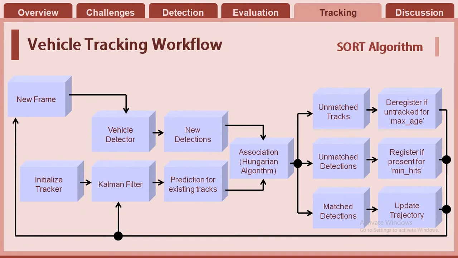At first, the SORT algorithm was used. The algorithm takes vehicle detections from the detection network and updates the history of tracked vehicles with the help of a Kalman filter. Each new detection is matched with the recorded tracks using the Hungarian algorithm, and then dead tracks are removed, new tracks added, and running tracks updated.